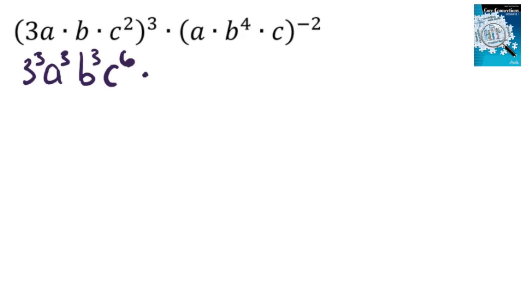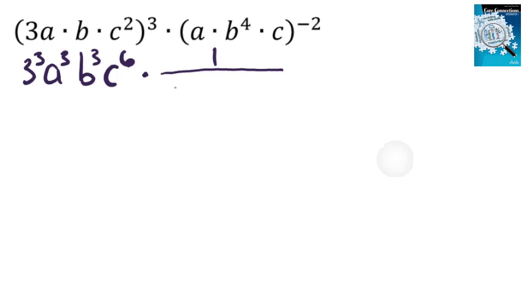Now I'm multiplying that by something that involves a negative exponent. So here's what I like to do. This is 1 over. Now, as soon as I do that, that negative 2 exponent, when this whole thing is moved down to the denominator, becomes a positive 2.